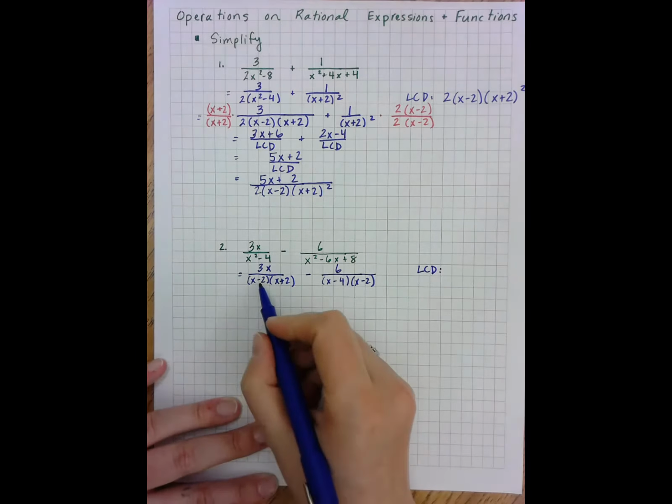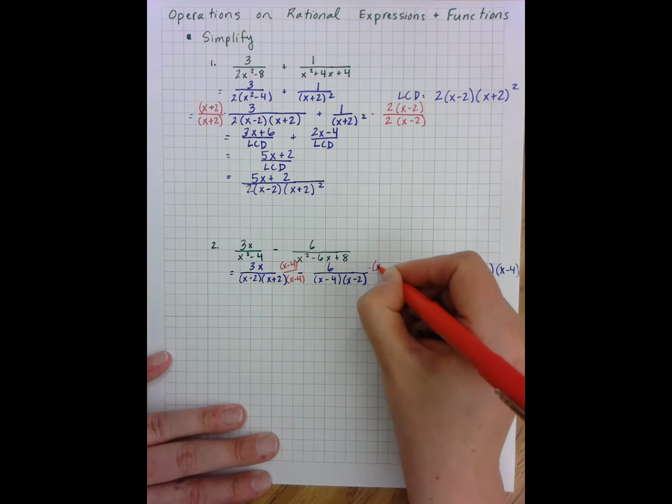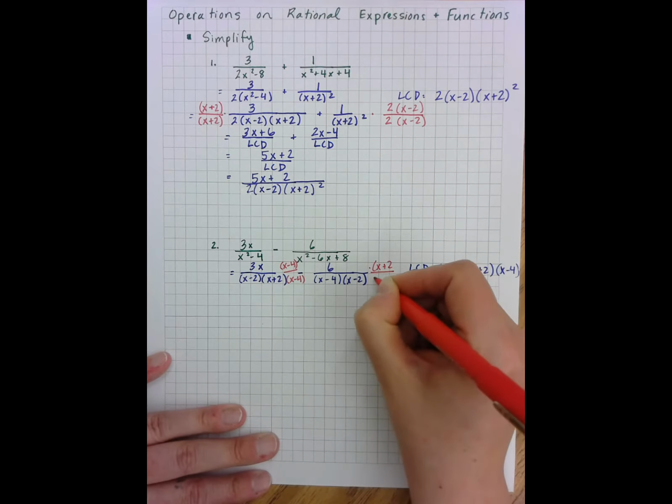So now I've got to figure out what it is that's missing. So in my first fraction, what's missing is I have the x minus 2 and the x plus 2. I'm missing the x minus 4. So I'm going to multiply the top and the bottom by x minus 4. In my second fraction, I have the 4 and the minus 2, but I need the plus 2. So I have x plus 2 over x plus 2.